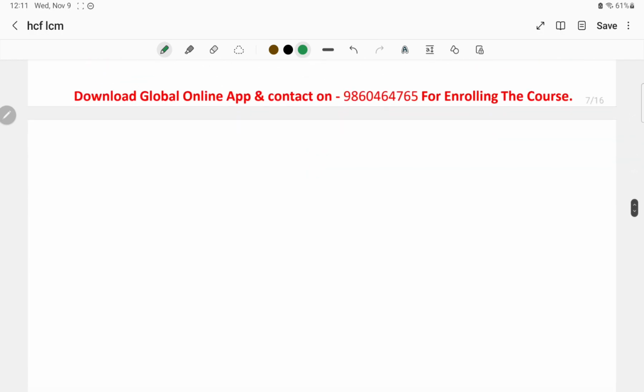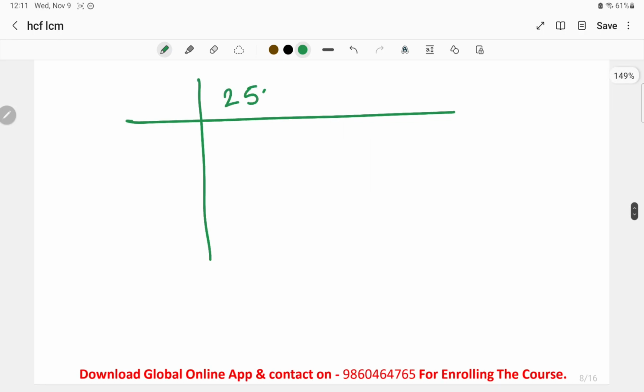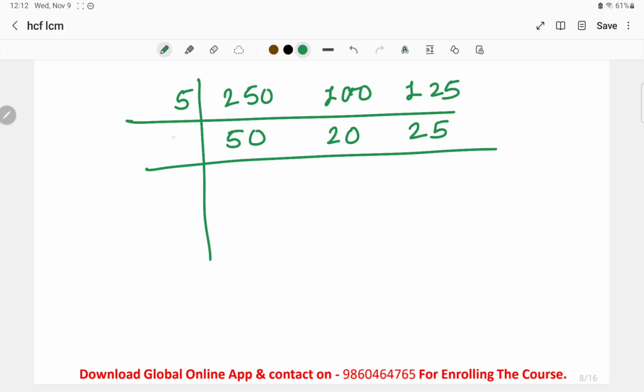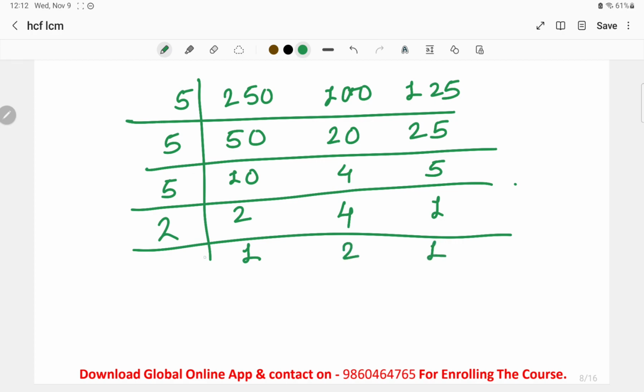Okay, one more example. Let us see one more example for the LCM. 250, 100 and 125. Here 5 5s are 25, 5 2s are 10, 5 2s are 10, 5 5s are 25. Once again I'll divide it by 5. 5 10s are 50, 5 4s are 20, 5 5s are 25. Once again 5 2s are 10, 4 as it is, and 5 1s are 5. I can divide this with 2, 2 1s are 2, 2 2s are 4, 1 left. Once again 1 1 and 1.